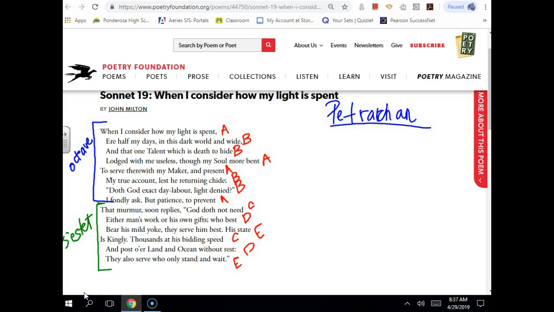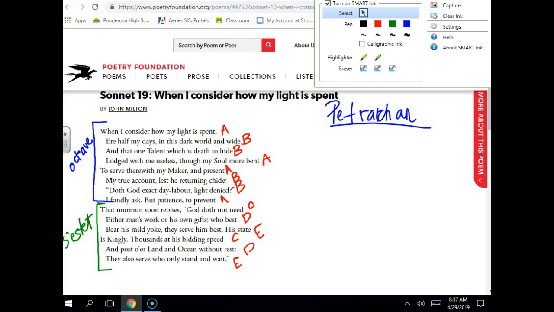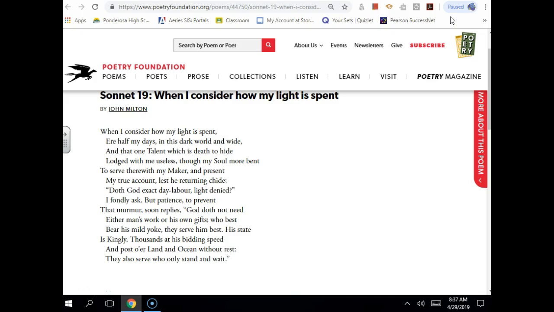So it's clearly not a Spenserian because it doesn't have the 12 and the 2. Like the Shakespearean doesn't have an iambic pentameter or the same rhyme scheme. Okay, does that help? You want to look at it?